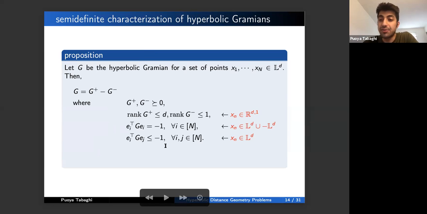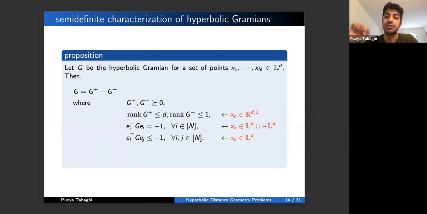And then all the off-diagonal elements should be less than -1. This is a technical condition to ensure all the points belong to one sheet of the hyperboloid, because you can have two sheets of hyperboloid. Anyway, this is a semi-definite characterization of the hyperbolic Gramian. Okay.